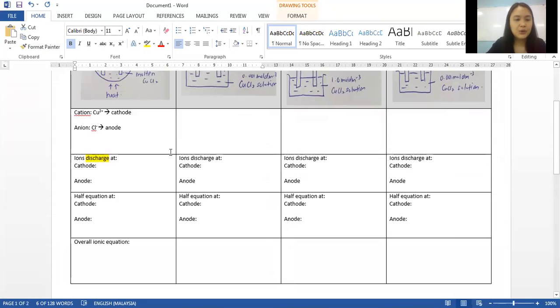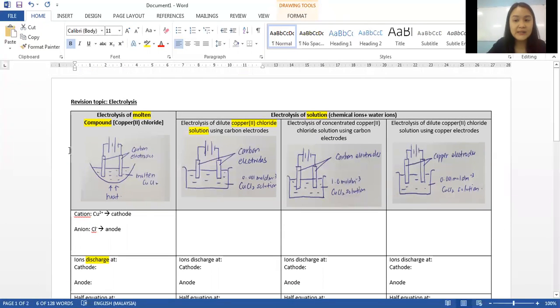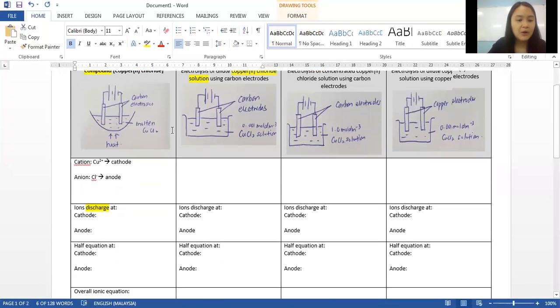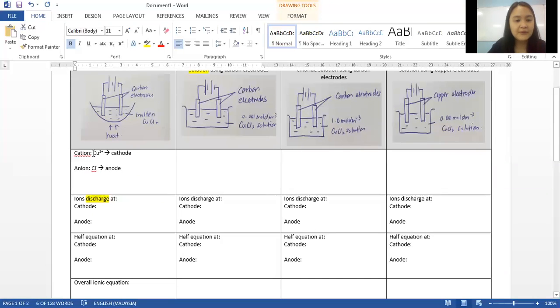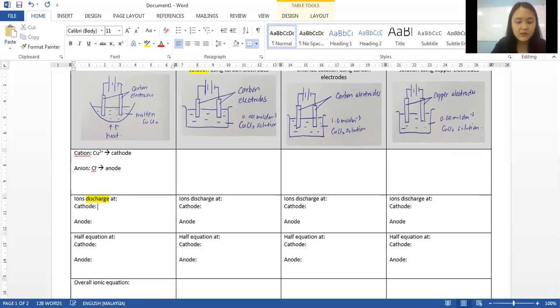All right, so again, we are at electrolysis of molten compound, right? So ions, so we have Cu2+ moves to cathode, Cl− moves to anode. So ions that get discharged at cathode, of course, Cu2+ gets discharged at cathode, and Cl− will get discharged at anode. And now we try to write a half equation to show people the discharge process.